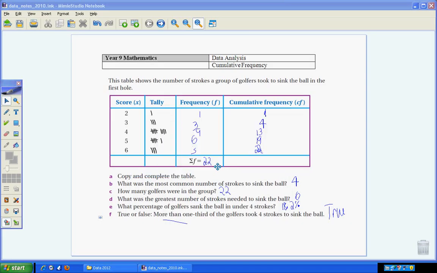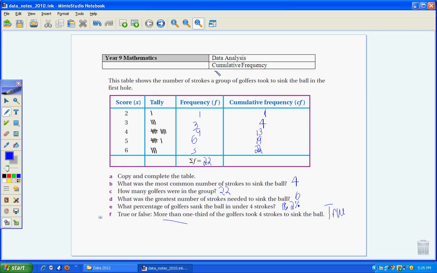We want to build upon skills you learnt last year in terms of data. So, what we want to start to look at is something called cumulative frequency. Now, you did frequency charts last year where you put a score down, you count your scores up, and you put a tally, and then you get the frequency from that. And that's what I've just done here.